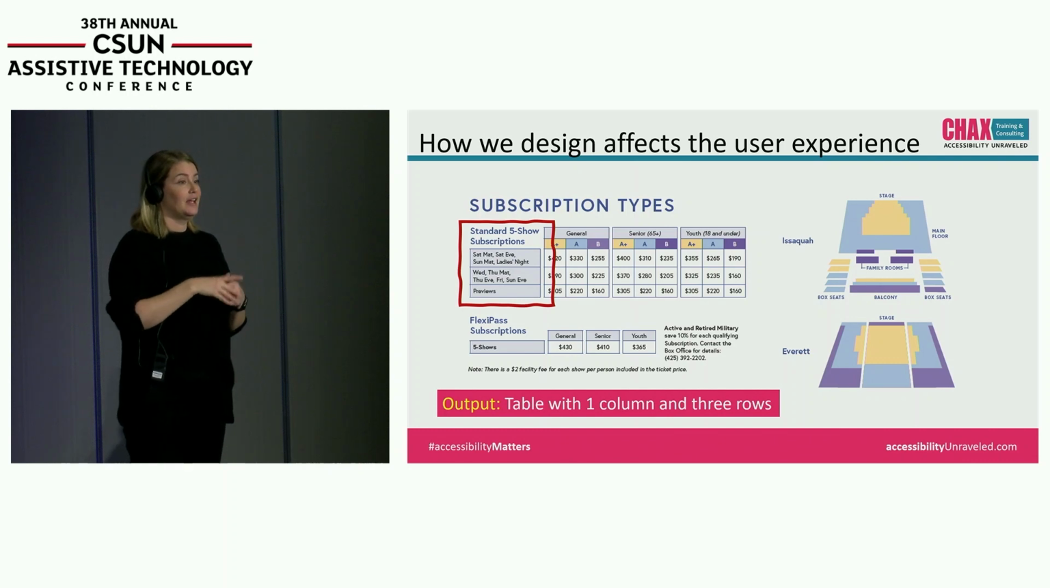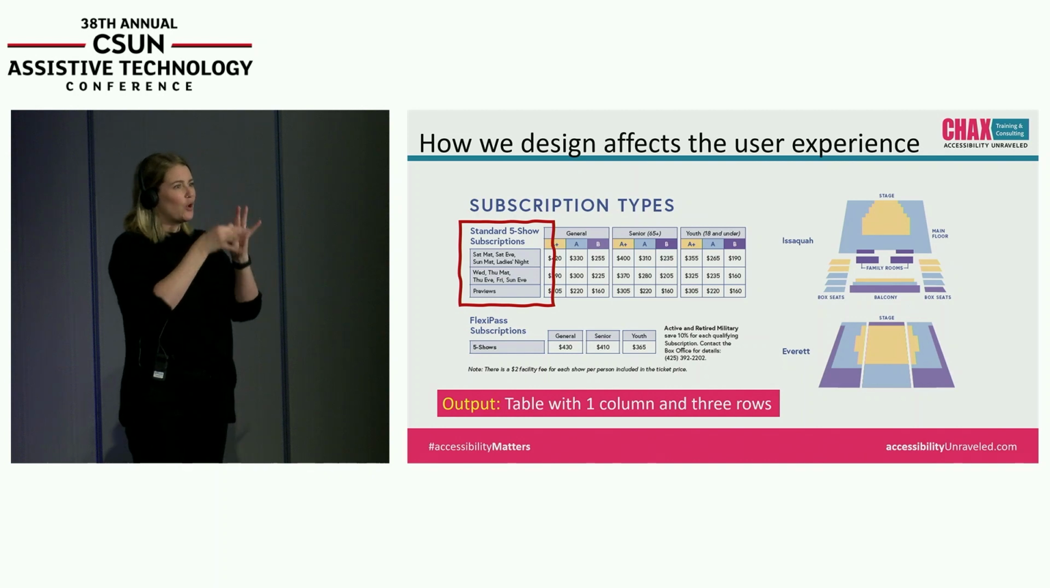The first table shows standard 5-show subscription, Saturday matinee, Sunday evening. I have to read this on the screen here. Ladies night, Wed, Thur mat, Thur eve, Fri eve, Sun eve, and preview. Now we might be able to say, well, I understand what Thur means, probably Thursday, right? But the association between one cell and another is lost, right?